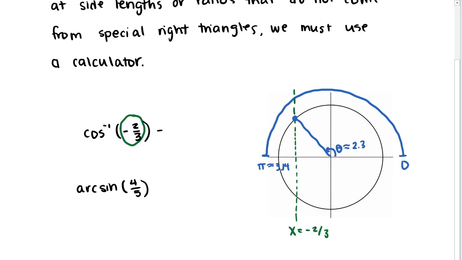But again, our result here is an approximation when we use this calculator to get this really long decimal value that we're cutting off at 2.3. And the result of evaluating this function, as was the case for all of our previous examples, is an angle, which gives us here an x-coordinate on the unit circle of -2/3, because we're dealing with the cosine inverse function.